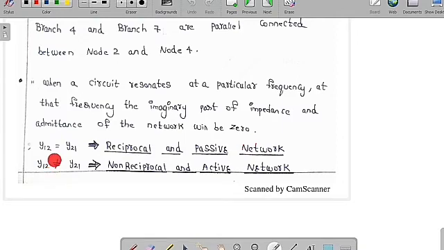If y12 is equal to y21, then we say it is a reciprocal and passive network. Whenever this property is satisfied, as I have already told you in the Y matrix, if y12 is equal to y21, then we say it is reciprocal. Reciprocal means by default the circuit is a passive network. If y12 is not equal to y21, it is non-reciprocal. Non-reciprocal means it is by default not passive, which means some active elements are present in that circuit.